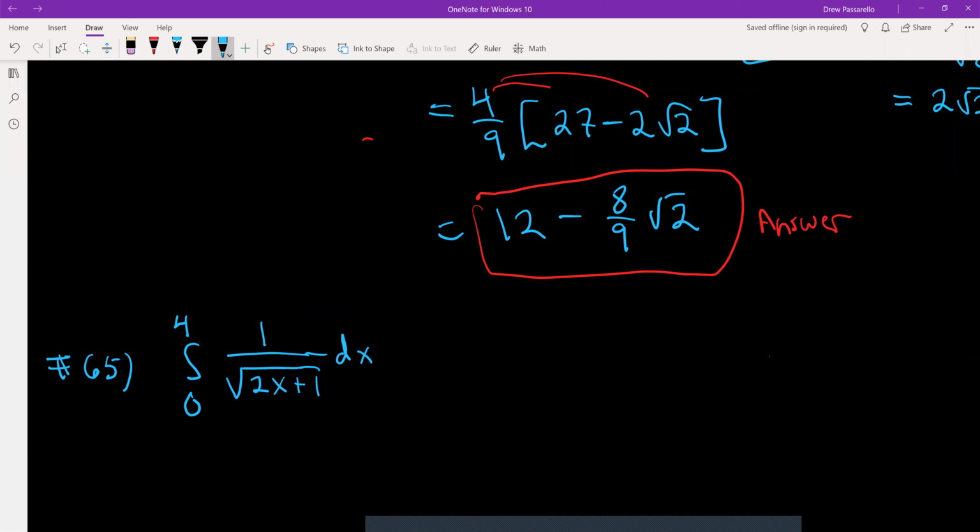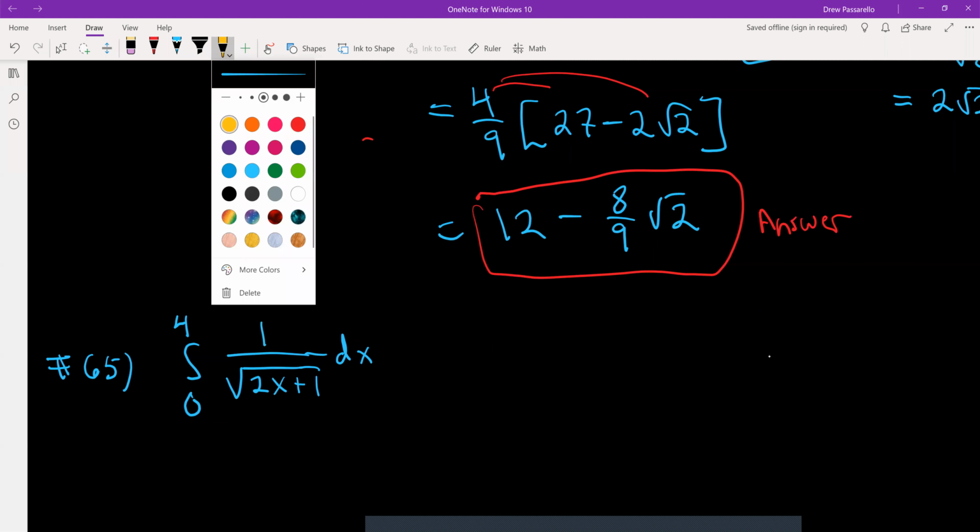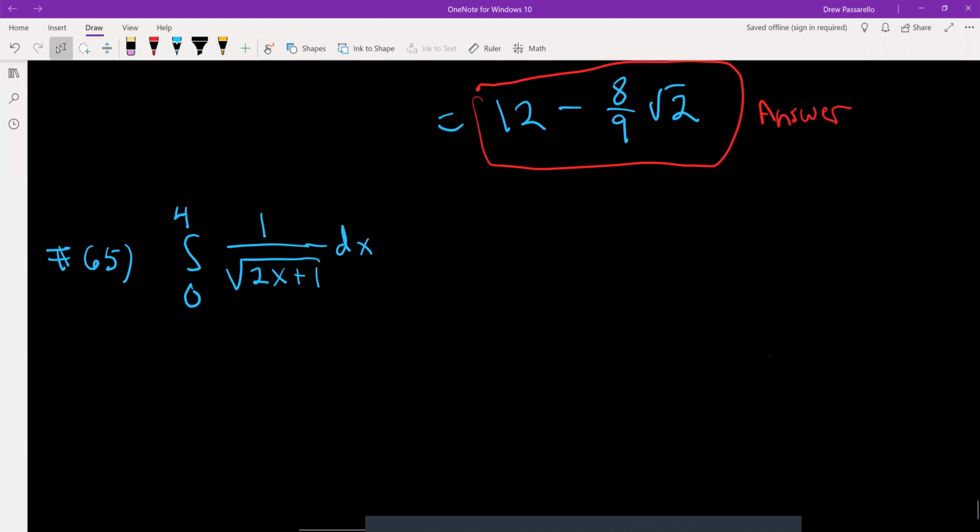Number 65 for integrating from 0 to 4 of 1 over the square root of 2x plus 1 dx. I'm going to let u be what's in the square root sign, so the 2x plus 1 is going to be u. Taking the derivative of 2x plus 1, so du is going to equal, well, the derivative of x is 1, so that's 2 times 1, and then derivative of 1 is 0, so 2 plus 0 is 2. So the derivative of 2x plus 1 is just 2, and then dx.